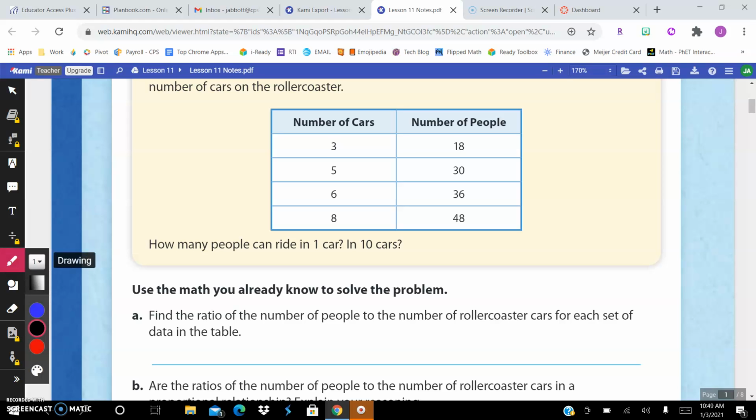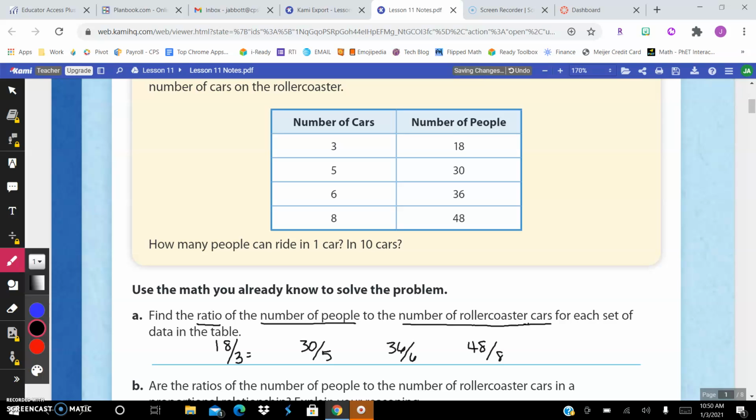So you want to read this. The first thing listed is going to be your first number. And remember, before that, a ratio is a fraction or a division problem. So the first thing listed is the number of people, and then the number of roller coaster cars. So if I look at the first one, I have 18 people divided by 3 cars. And the next one would be 30 divided by 5, 36 divided by 6, and 48 divided by 8.